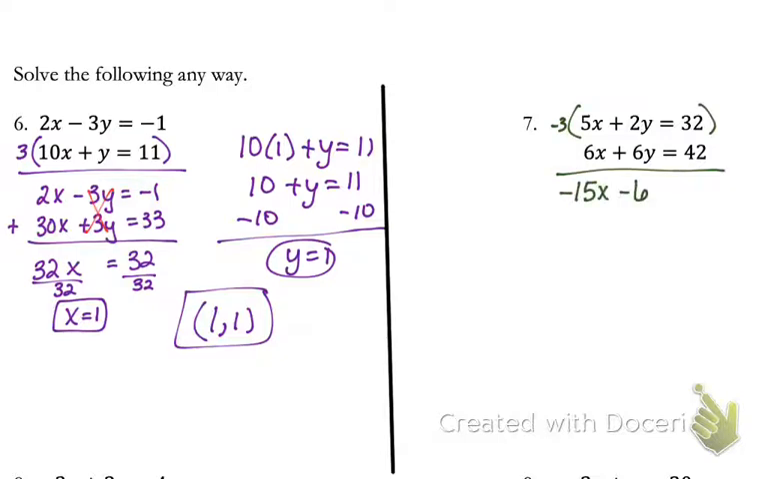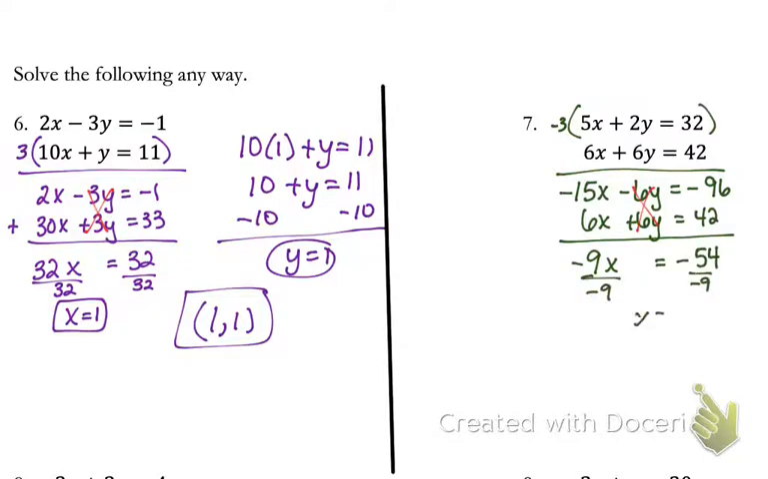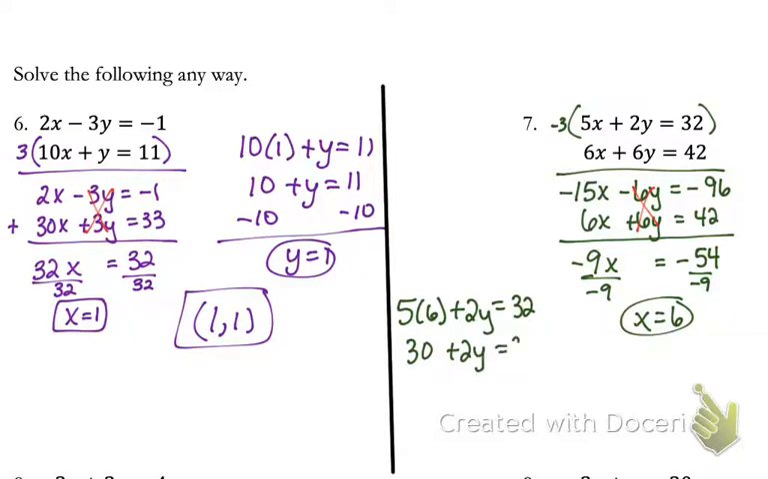I'm going to multiply the top by a -3 so that it makes a -6y. Add down and solve for x. We get x equals 6, and then plug 6 back into either of the two equations for x and solve for y.